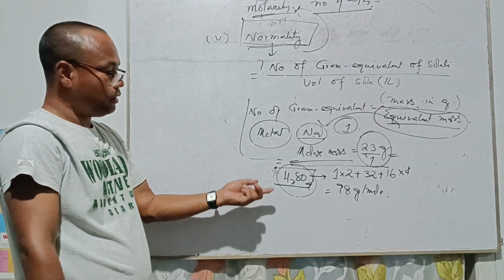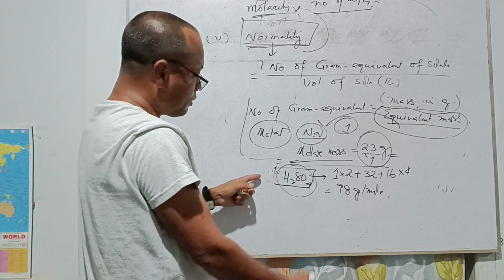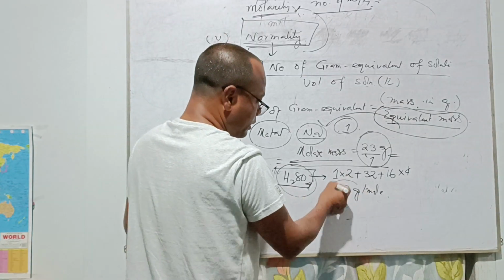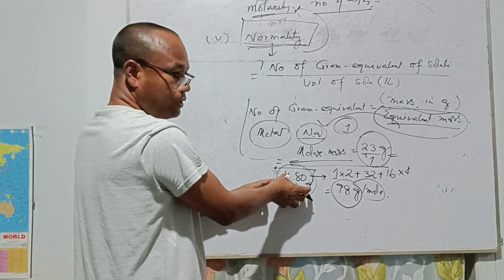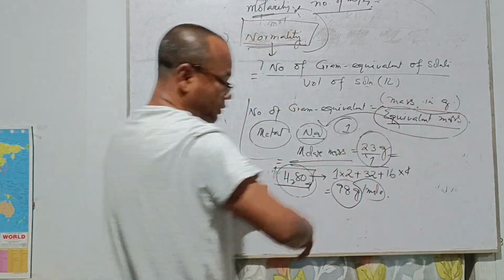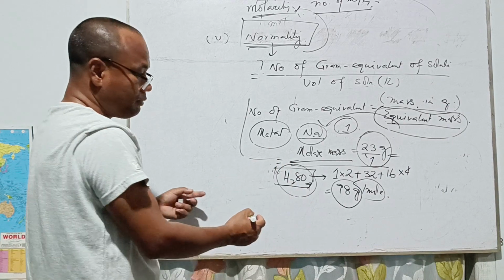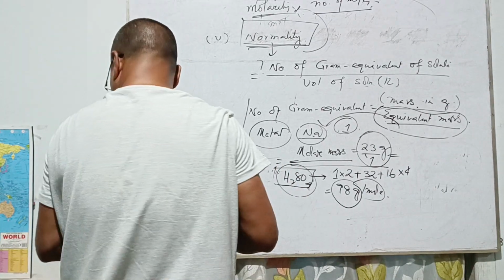This side, right? When we calculate the molecular mass of sulfuric acid, it is 98 grams per mole. So this molecular mass of sulfuric acid and the equivalent mass of sulfuric acid may be the same or may be different. Let me calculate. So how do we calculate?